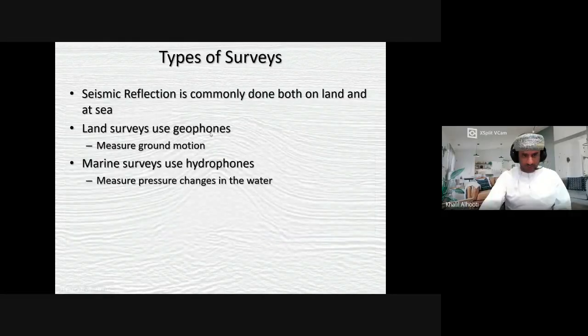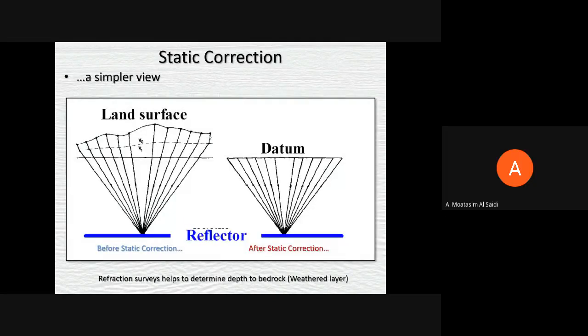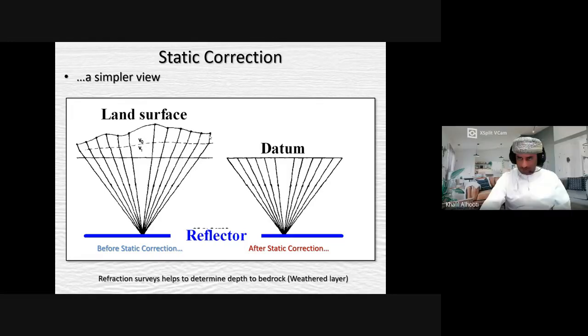Doctor, I have a question. Go ahead. You said that there is no static correction in marine, but what about tide effects? Even if the line of acquisition is fixed, there is a chance it moves. But they keep it like 6 to 10 meters below the sea surface, so there is usually a minimum tidal effect. There is another effect they correct.